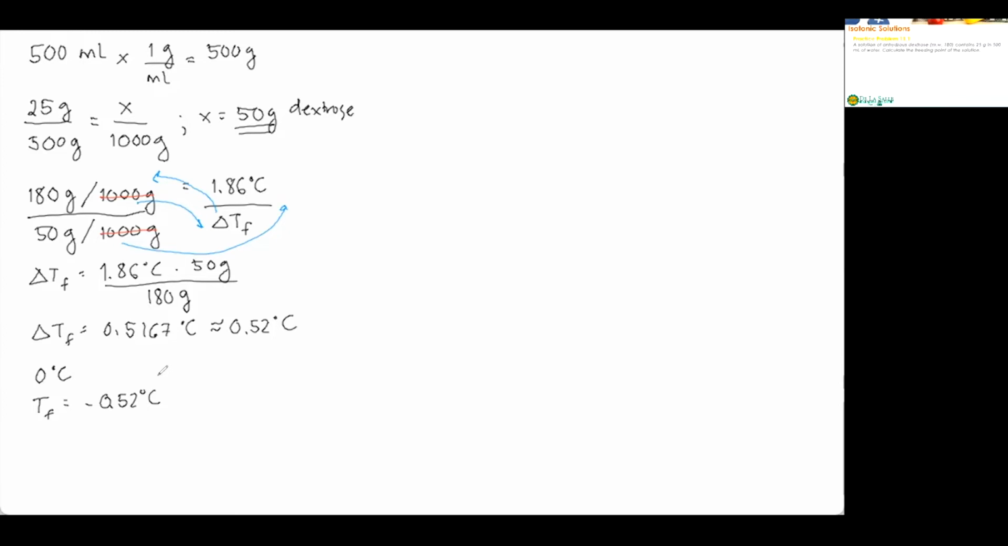Now, there is another way by which we can compute for the freezing point of the solution, again, by determining the freezing point depression of the solution. And in this particular instance, we will be using the formula that is delta TF equals Kf times m. m stands for the molality of the solution, while Kf stands for the cryoscopic constant of the solvent.